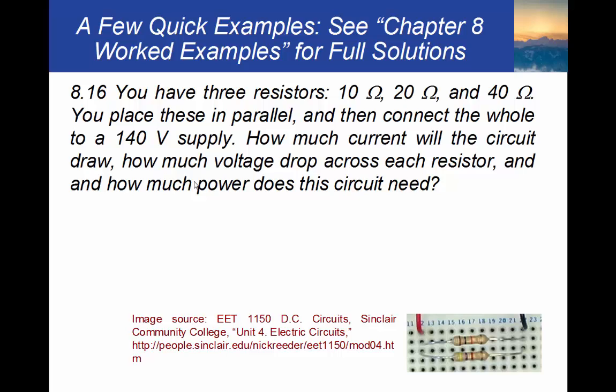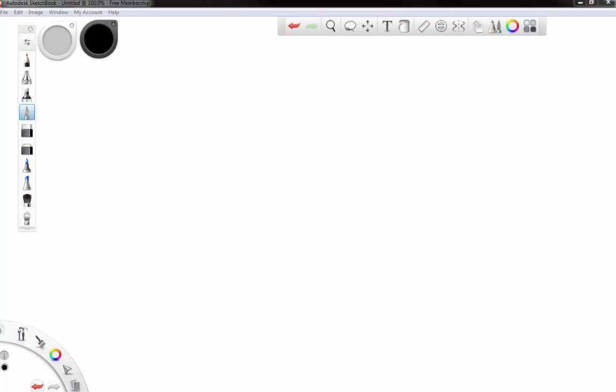Okay, next example. Suppose that you have 3 resistors. One is 10, one is 20, and one is 40, and you place all 3 of them in parallel, and then you connect everything up to a 140 volt power supply. So what's going to be the current and voltage drop and so on? The power drawn by this circuit.